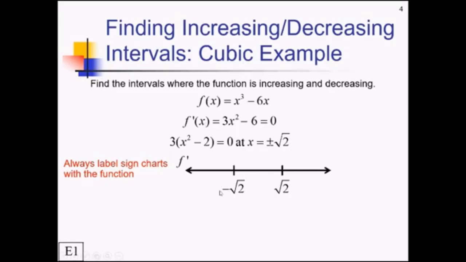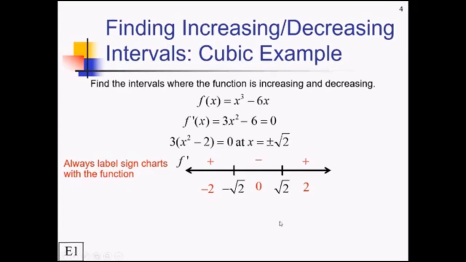So plugging in something less than negative radical 2, well, let me just plug in negative 2. This would be like negative radical 4. And if I plug that in here, that's going to be something bigger than 2 minus 2, so that's going to come out positive. Next, a number between negative and positive root 2. Well, 0 is my favorite number to plug in. That's just 0 minus 2, which comes out negative, and this 3 is positive out here, so negative overall. And then bigger than radical 2, let's plug in positive 2. So that's 4 minus 2 comes out positive.